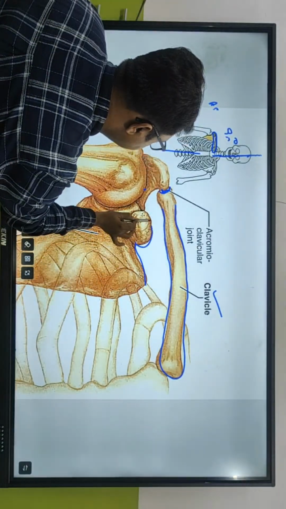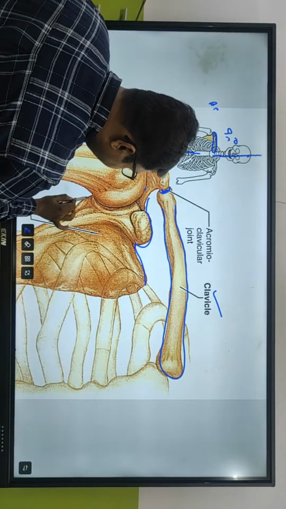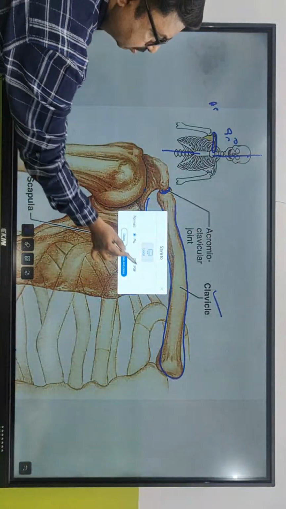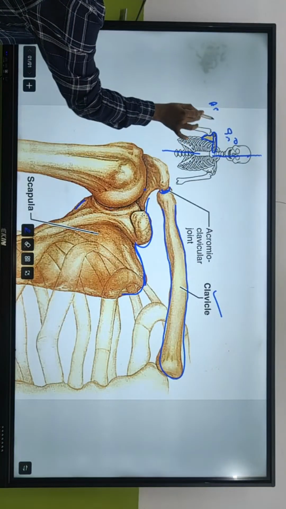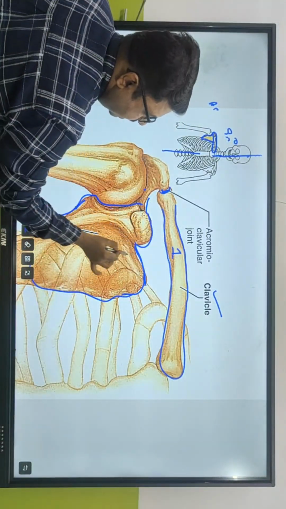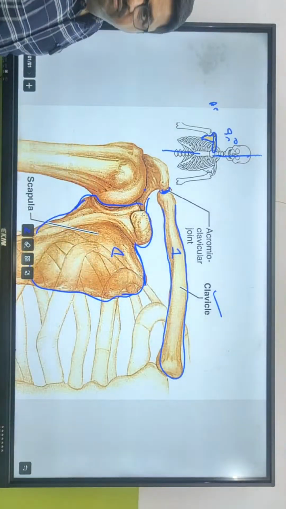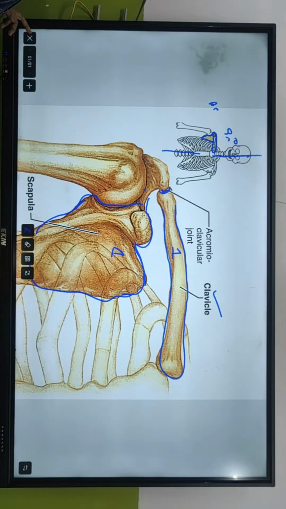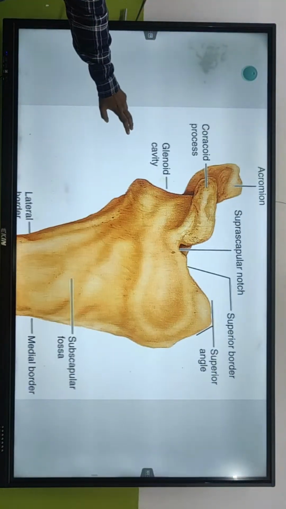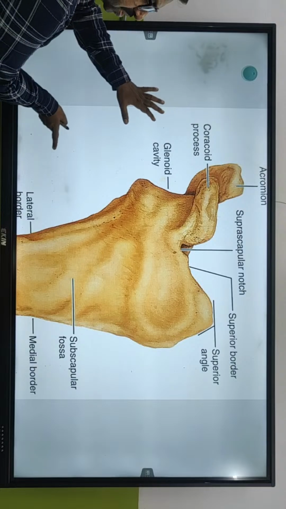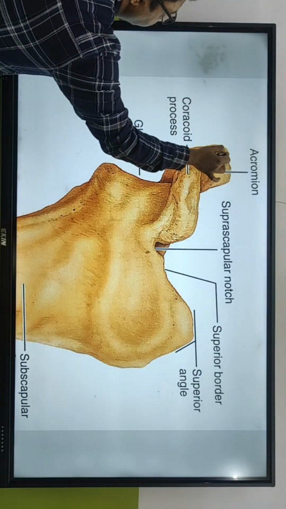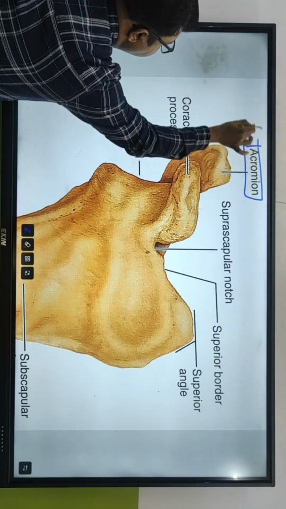At the back there is a scapula. This is scapula. So one clavicle and one scapula for one side, and two for the other side. Clear? So 2 + 2 makes 4 of the pectoral girdle. Now see, in the scapula there is a process which is called acromion process. You will have to remember this, okay? This is acromion process, very very important.